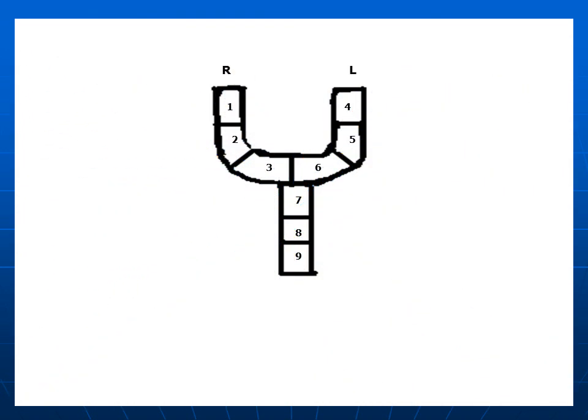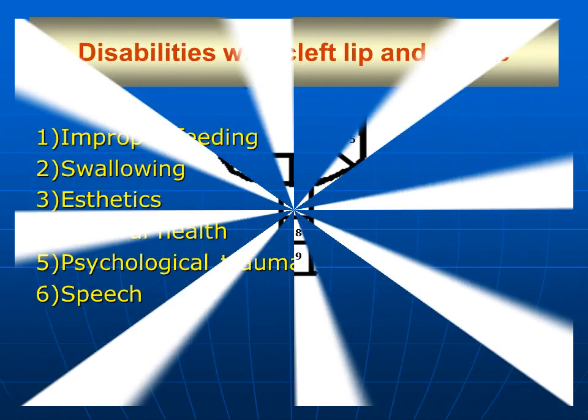As you see in this diagram, 1 and 4 are for the lip, 2 and 5 the alveolus, 3 and 6 the rest of the Y shape, 7 and 8 for the hard palate, and 9 for the soft palate.